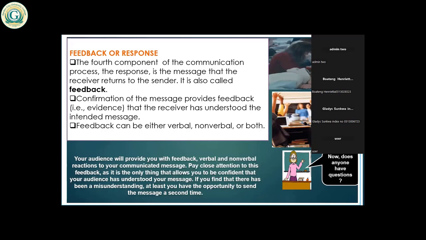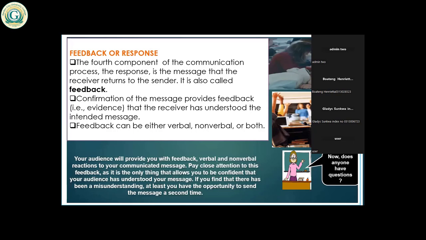As I was saying, feedback. Confirmation of the message provides feedback. That is the evidence that the receiver has understood the intended message. Feedback can be either verbal or non-verbal, as you can see from the screen. Your audience would provide you feedback. It can be verbal or non-verbal reactions to your communicated message.